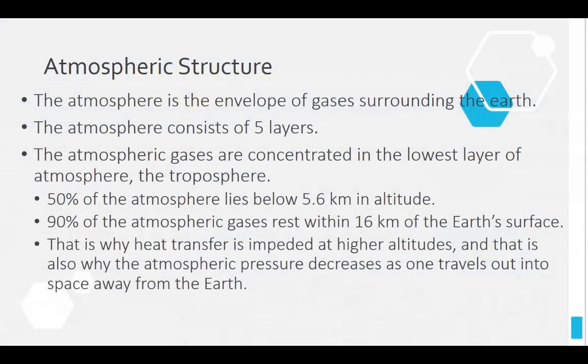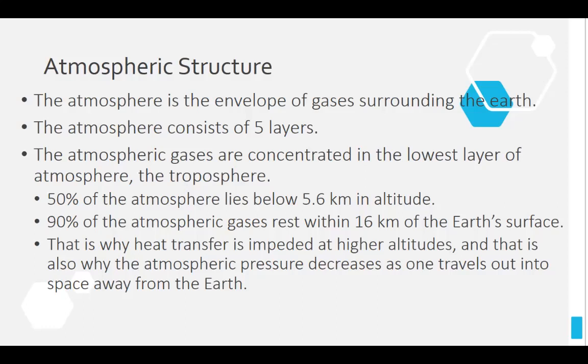In the troposphere, 50% of the atmosphere lies below 5.6 kilometers in altitude. 90% of the atmospheric gases rest within only 16 kilometers of the Earth's surface. So it gets pretty thin in terms of gases as you go further and further away from the surface of the planet. And that's why heat transfer is impeded at higher altitudes. And that's also why the atmospheric pressure decreases, one of our essential questions. The atmospheric pressure decreases as one travels out into space away from Earth.